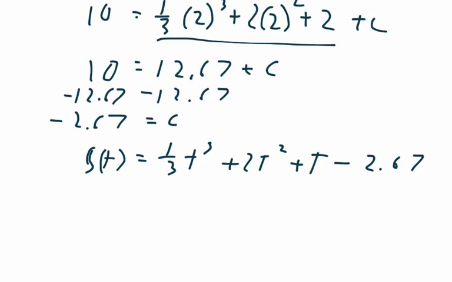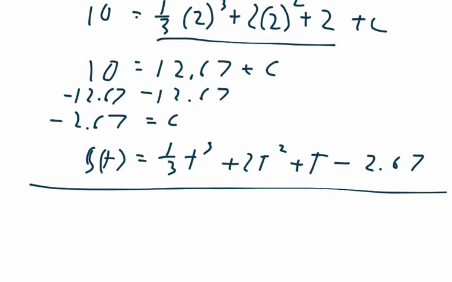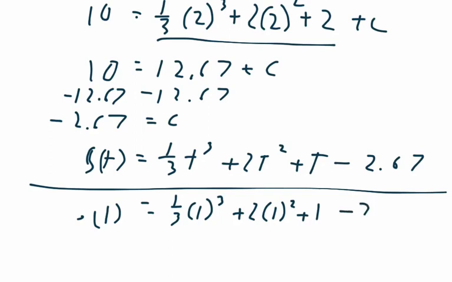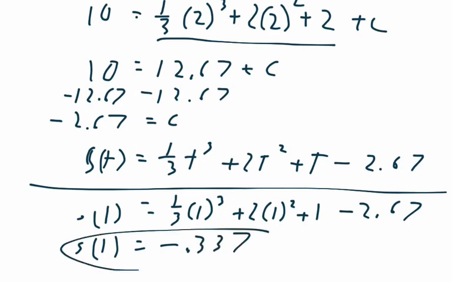And then finally, the last part says find the position at t equals 1. So plug in 1 anywhere you see a t. And so when you get that answer, that's the final one. And the answer is negative 0.337. And that's it for this video.